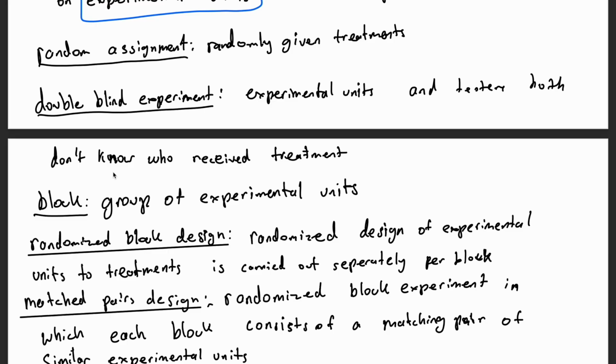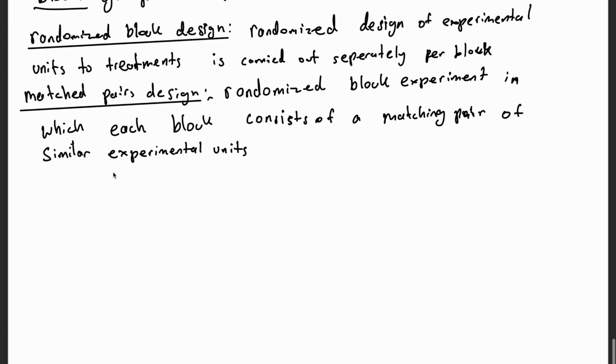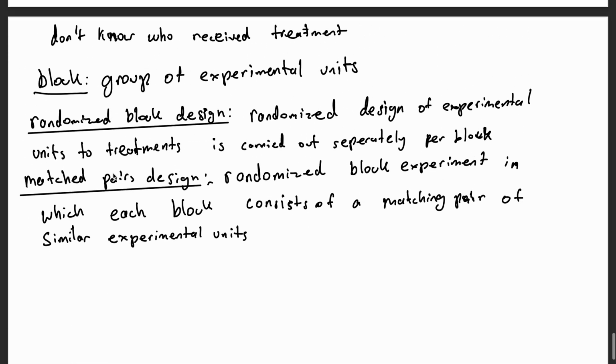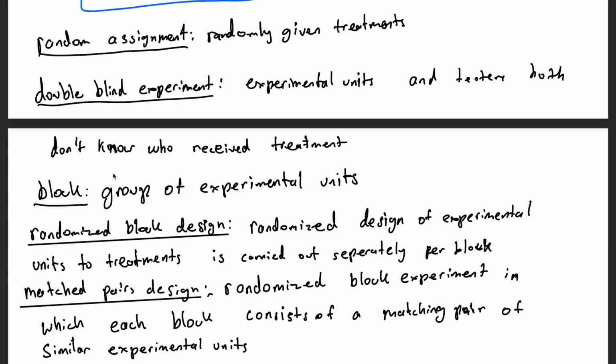And then we have the matched pairs design, which is kind of like the randomized block design, in the sense that each block consists of a matching pair of similar experimental units, and they're each given one treatment to see the differences between the pair. That's essentially your matched pairs design, and that's pretty much most of the important things for Unit 1 through 4.